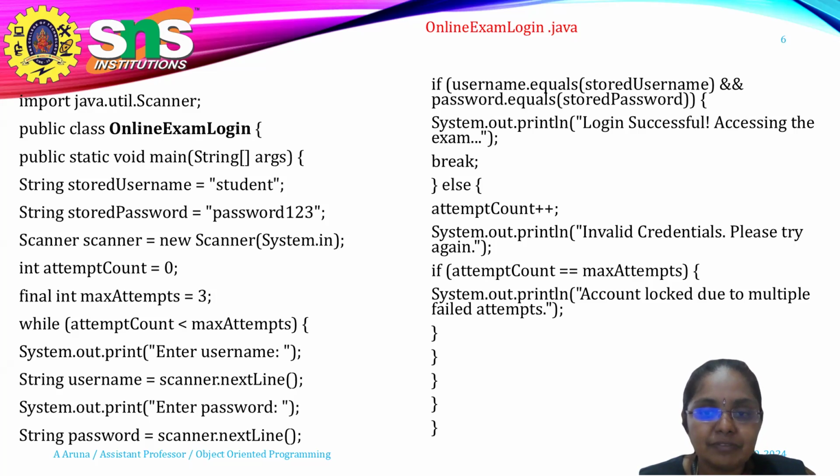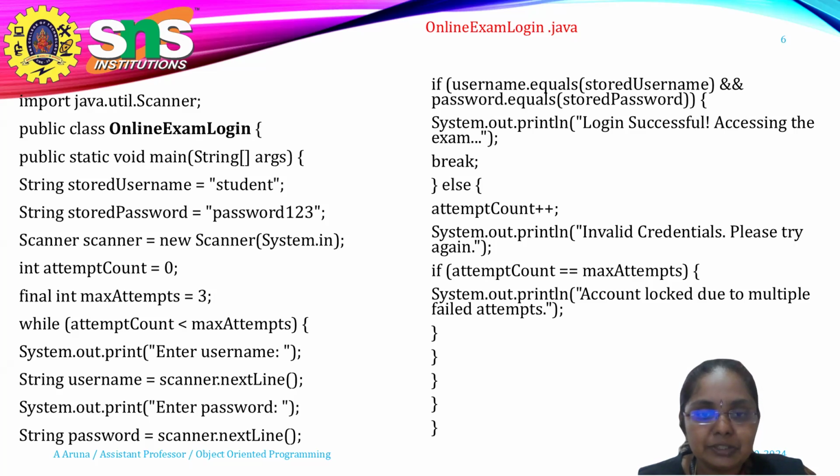If the attempts reach the maximum, it automatically moves to the message that the account has been locked due to multiple failed attempts. This is the case I've given here at the last. So in the if statement, I'm checking using the AND operator. I'm checking both conditions, that both my username and password are correct. It will display login successfully. Otherwise, it will move to the else part. It will say invalid credential, please try again. And also I'm incrementing the attempt count for calculating.